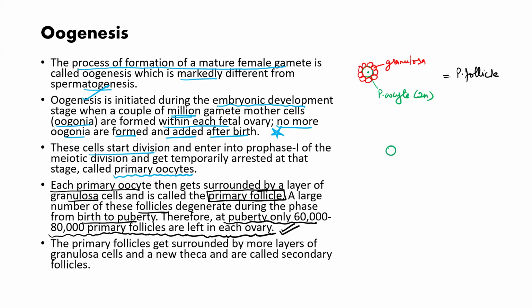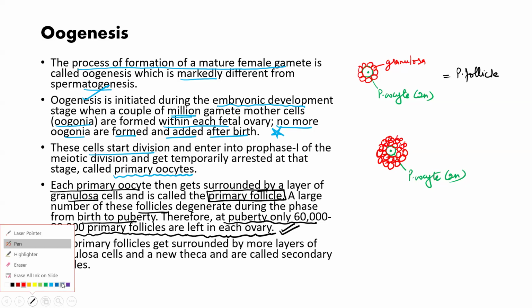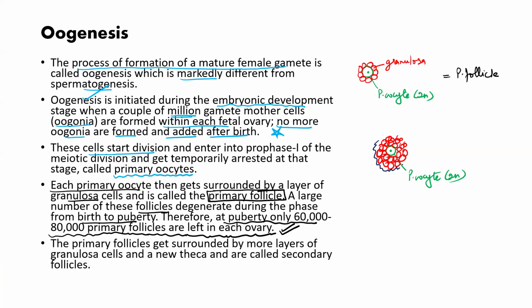How? Understand, this is the primary oocyte. You know very well the ploidy of the primary oocyte is diploid. It is surrounded by more layers of granulosa, not only one layer. Let me draw: here we can draw two to three layers of granulosa cells. And a new theca layer is also made. So this is the theca layer and this is the granulosa. Now this structure is known as the secondary follicle.